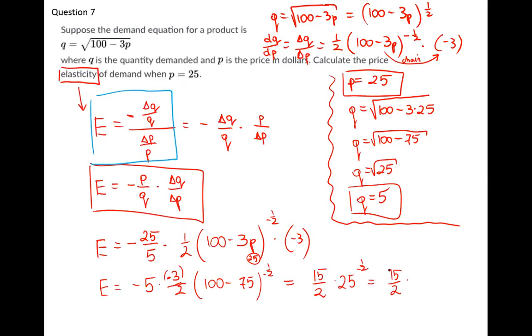15 over 2. Negative half means that we have square root in the denominator, right? Because the exponent half means the square root. Negative means that we have to move everything to the denominator. Square root of 25 is 5, times 2 is 10. 15 over 10, actually it's 1.5. That means demand is elastic, and revenue, of course, increases by lowering the price because it's greater than 1. 1.5 or 3/2, depends what we have, but we can say 1.5.